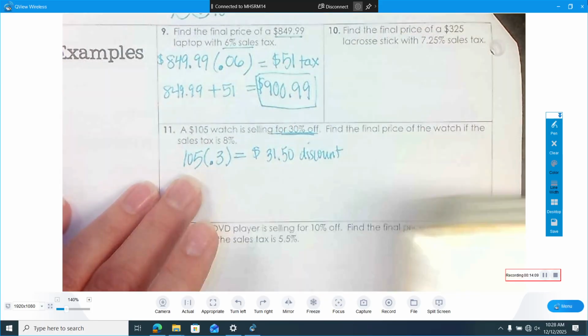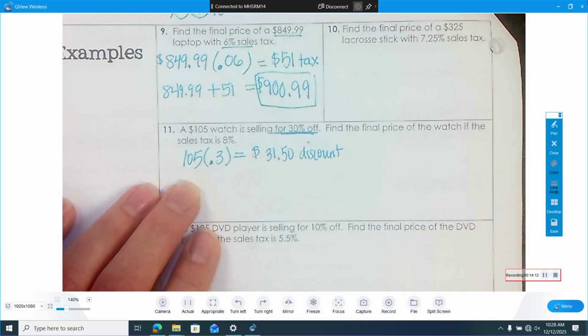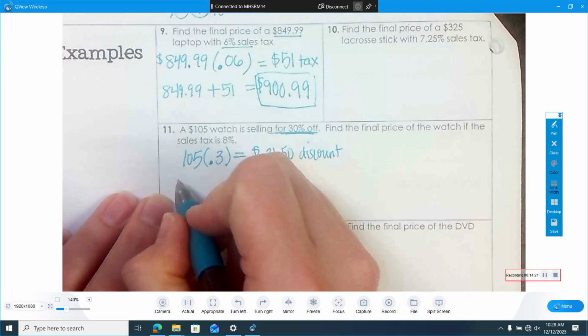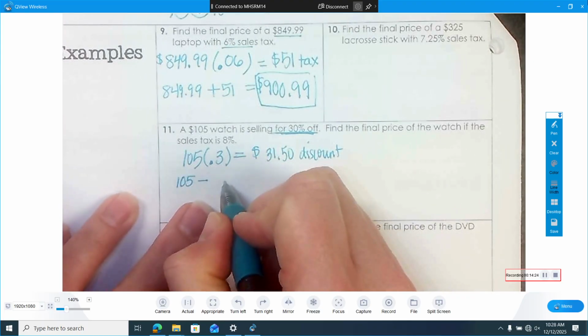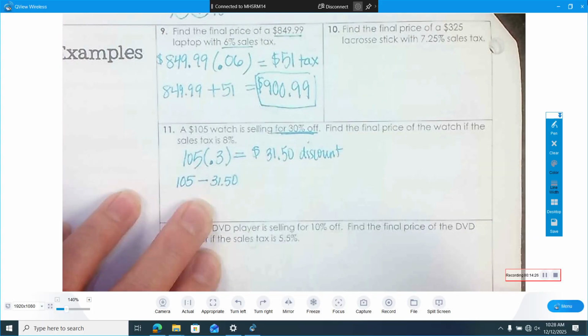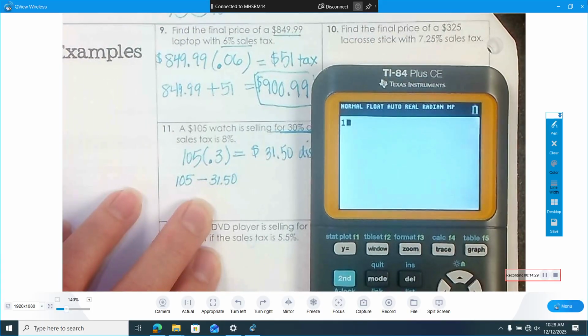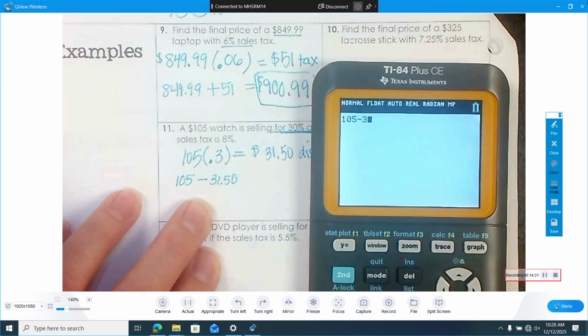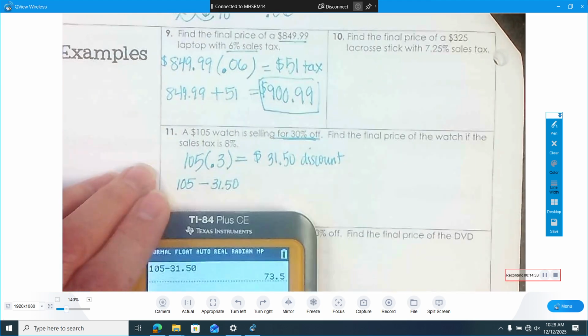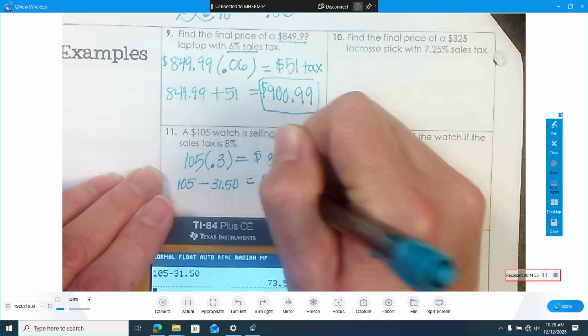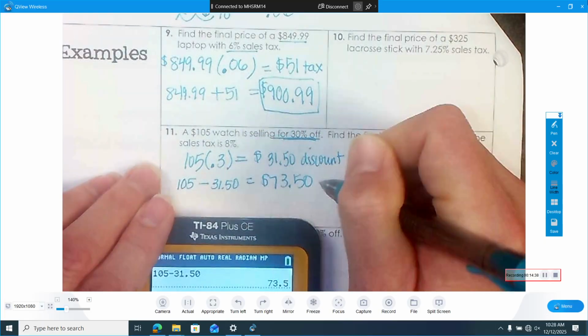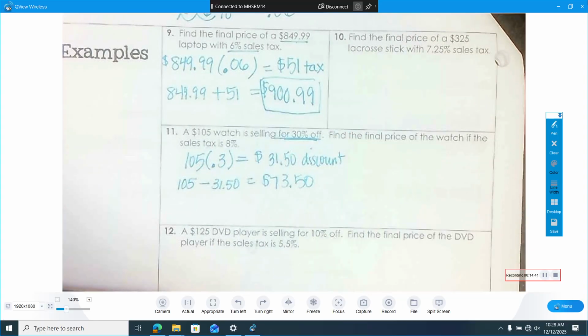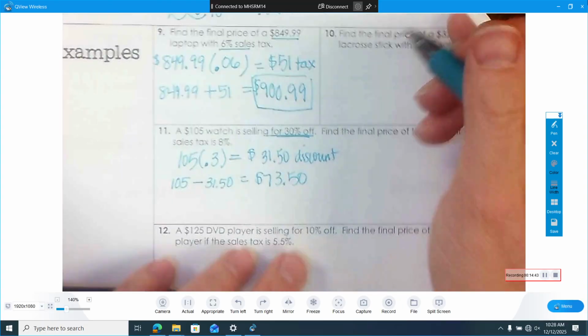What should I do with that to figure out the price I'm going to pay? I started with $105, so I'm going to subtract the $31.50, and that's what I'm going to end up paying. So that is $73.50. This is the cost that I'm going to pay for my watch.